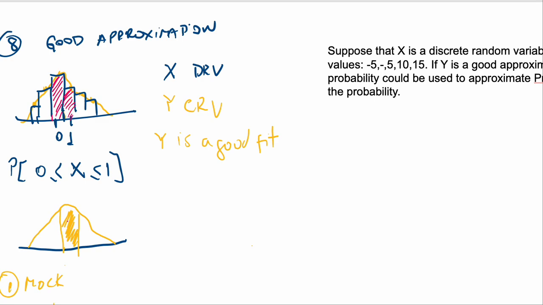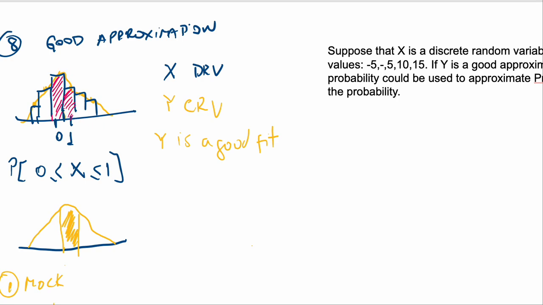Now, sometimes you don't have this information, but you have a y that is a continuous random variable. So now it's a continuous random variable that is a good fit, meaning that it has almost the same figure. It's smooth. It's not bins. It's smooth, but it kind of encapsulates and fits the distribution.